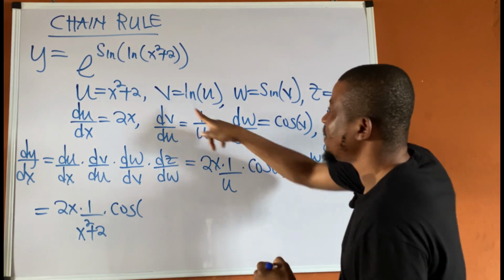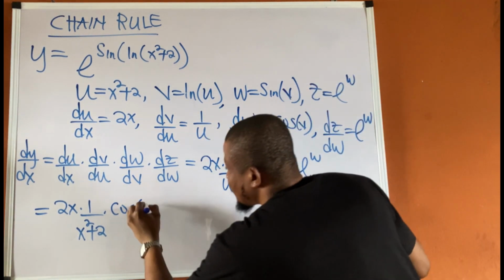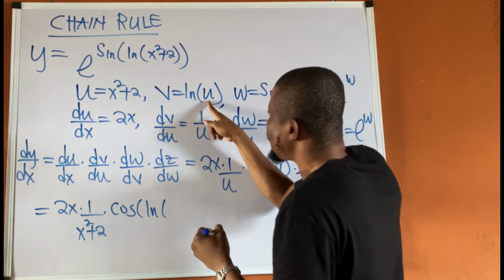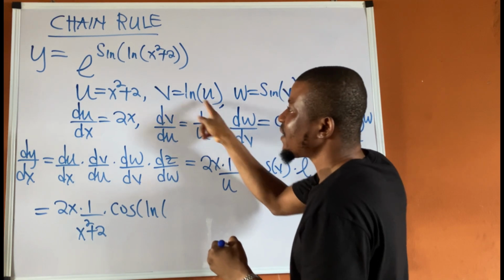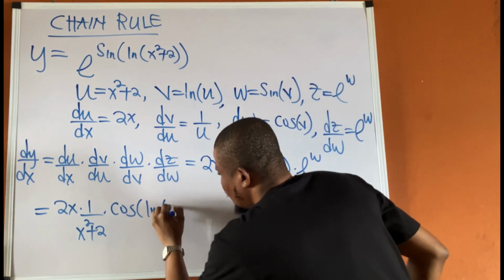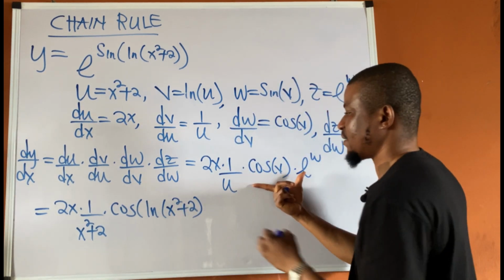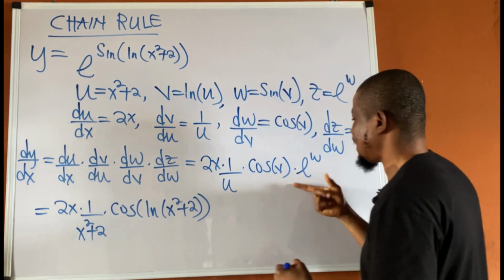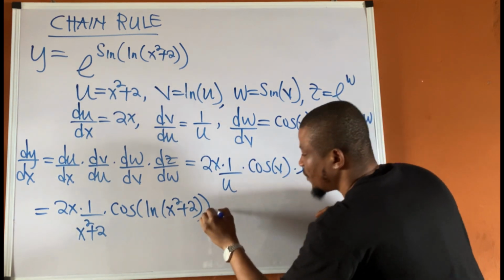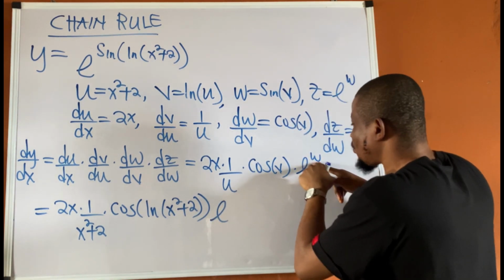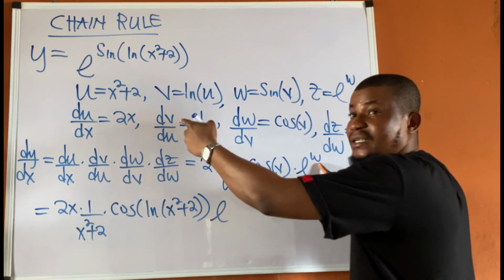V here is ln u, right? So that is ln. But my u itself is x squared plus 2. X squared plus 2. I've replaced this. Alright, then I'll go to exponential w. We will gradually return this w to be in terms of x.